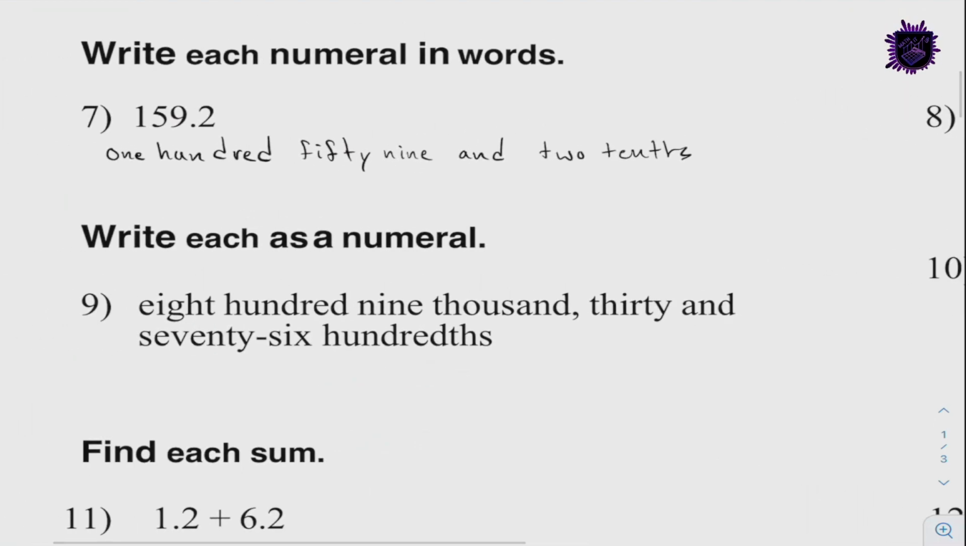Write each as a numeral. This is the same thing but backwards here. This is now question number 9, and it's not backwards, sorry, it's just backwards from the previous question. 809,000. 30 and 76 hundredths.